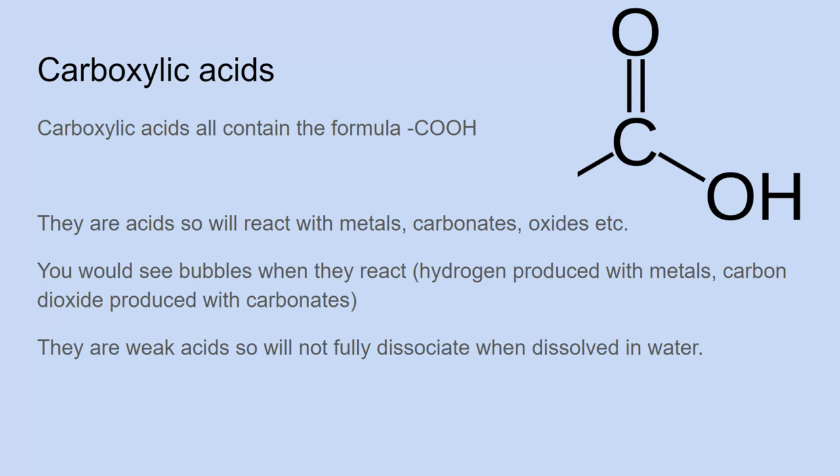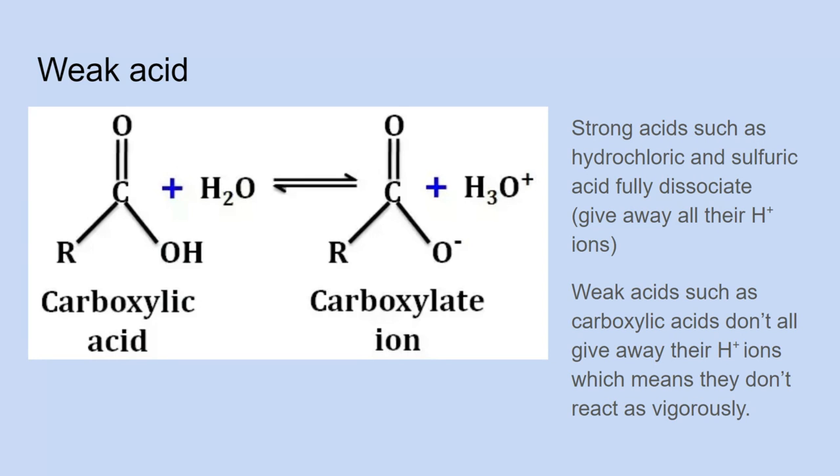Normally a strong acid, such as hydrochloric acid or sulfuric acid, fully dissociates, which means they give away their H plus ions. Every single molecule of them in that solution will give away that H plus, and that will go and attack the metal or the carbonate or whatever it's reacting with. Weak acids don't do that. They only ever give away up to about half of their H plus ions, which means they don't react as quickly or as vigorously as strong acids do.